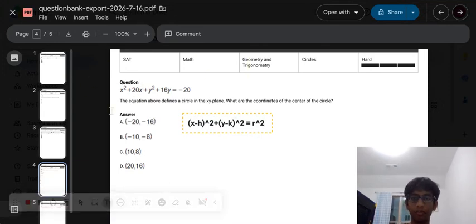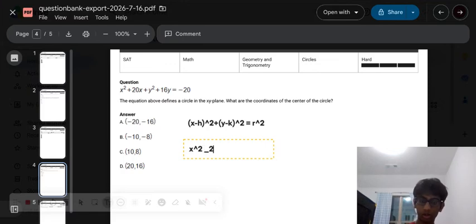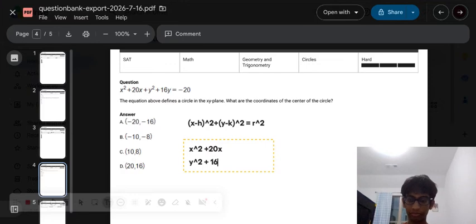So what are we going to do? We're going to have to do some algebraic manipulation, specifically completing the square. We look here, and we can separate it out into x squared plus 20x, and also y squared plus 16y.